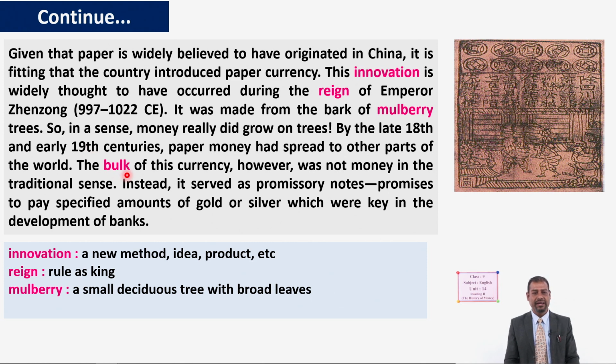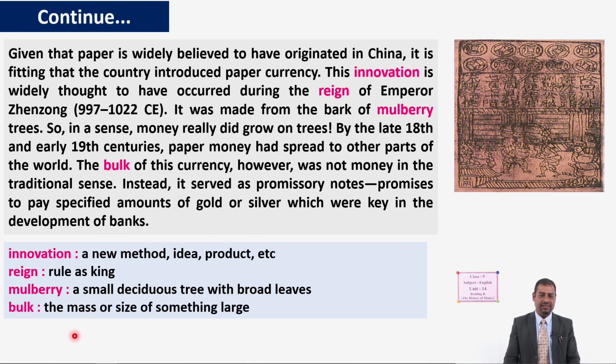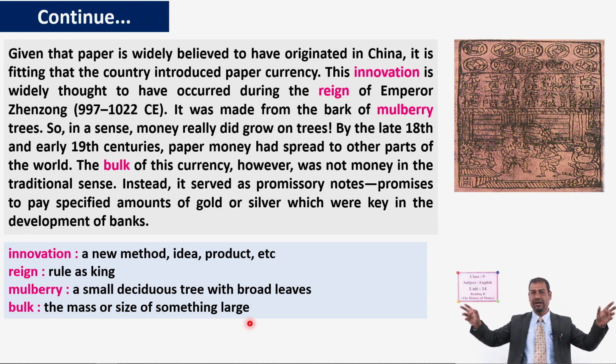And then we have another word, bulk. So mulberry, you can see trees, and from the skin of the trees, Chinese people invented paper money. Okay. So we have another word, bulk, B-U-L-K, bulk. What does it mean? Okay, don't worry. The mass or size of something large in a big amount, okay, in a big volume. Are you writing these words and meanings in your notebook? Good job.